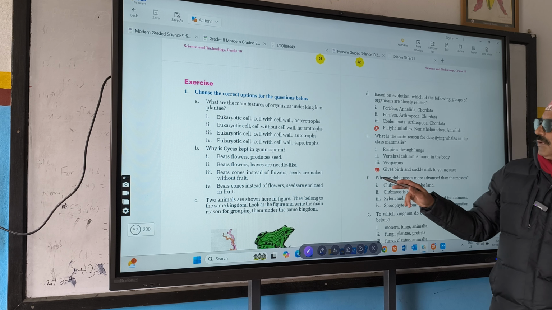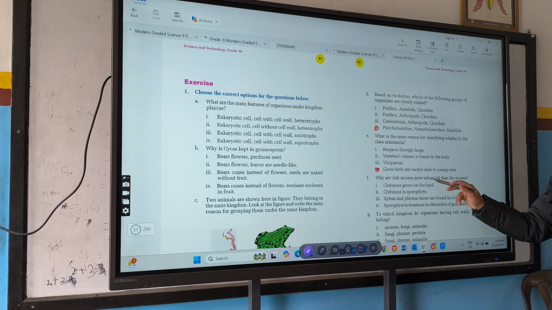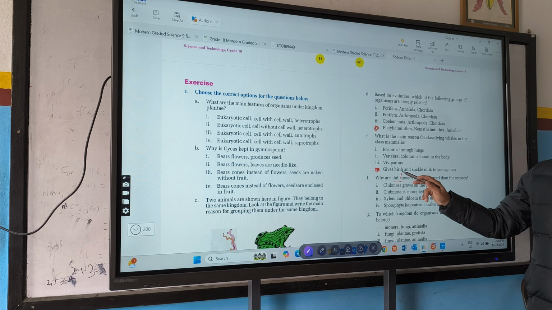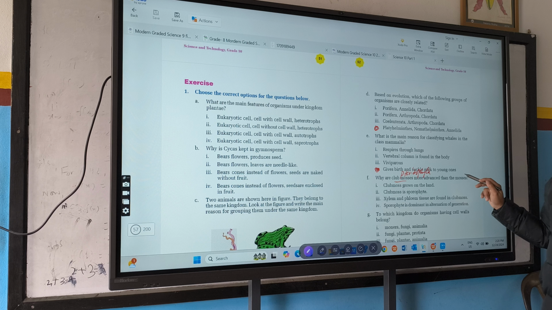Number F. Why are club mosses more advanced than the mosses? Club moss belongs to Pteridophyta. Xylem and phloem tissue are found in them. Which one? Third one. Xylem and phloem tissue are found in club moss. Club moss grows on the land. Club moss is a sporophyte. Sporophyte is dominant in alternation of generation.